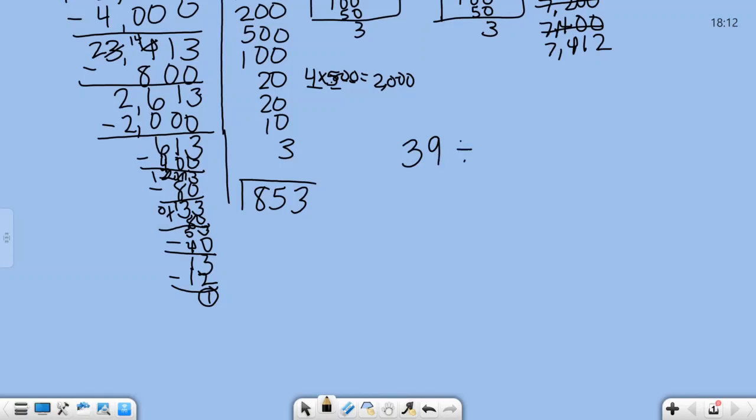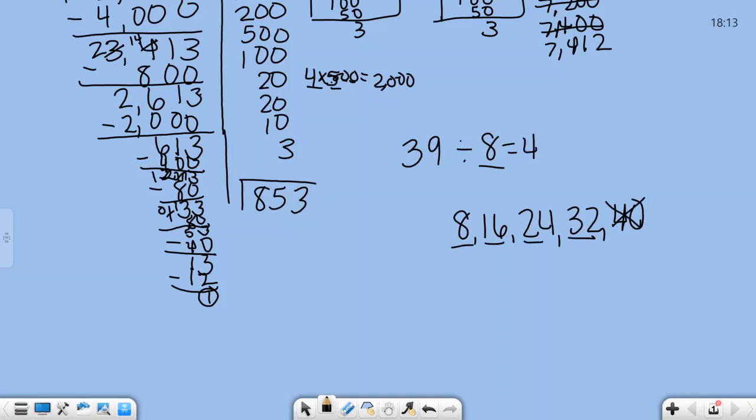39 divided by 8. So one is skip counting, and I can skip count by 8. 8, 16, 24, 32, 40. Oh, 40 goes too far. So that's 1, 2, 3, 4 skip counts. And then 32 to 39 is remainder 7.